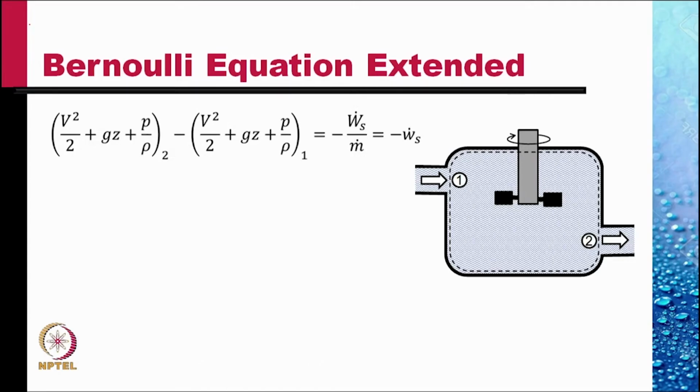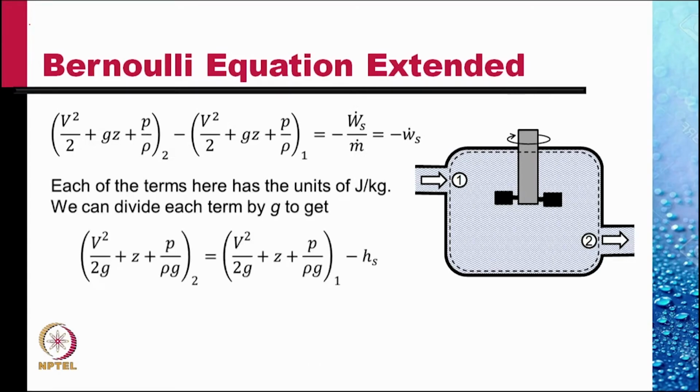The same equation rewritten. Now each of the terms here has a unit of joules per kilogram. We can divide each term by g to get an alternate form: V square by 2g plus z plus P by rho g at the exit. These are the sum of the various heads at the exit. V square by 2g is the kinetic energy head, z is the potential head, and P by rho g is what is termed as the pressure head.